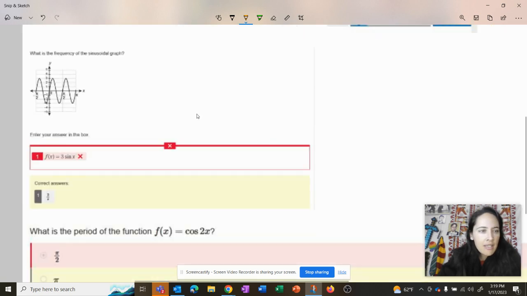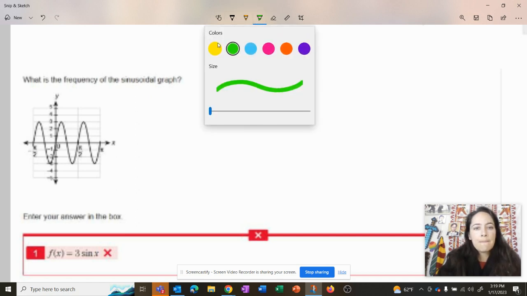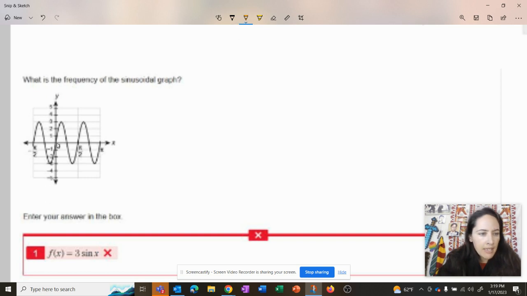Moving down. What is the frequency of this sinusoidal graph? Frequency, I think, is question, I don't remember what question number it is on today's quiz 106. But here, I know it's going to be really hard to see. We need to first find the period from the graph. So we talked about that way back in quiz 102. In order to find the period, you start here, you follow it.